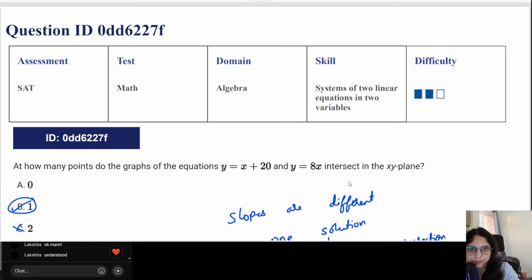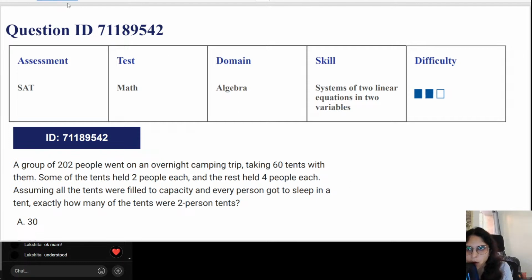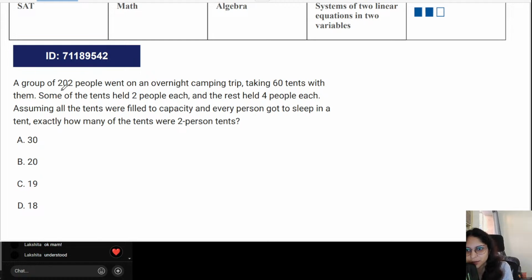Question number 10. Again, yeah. Group of 202 people went, taking 60 tents with them. Some of the tents held 2 people each, rest held 4 people each. Assuming all the tents were filled to capacity and every person got to sleep in a tent, exactly how many of the tents were 2-person tents? So let's say 2-person tents is X. And this is Y. How many tents are there? 60 tents. So X plus Y has to be 60.